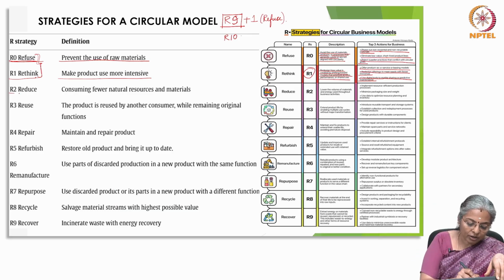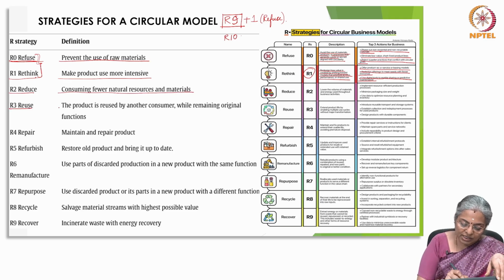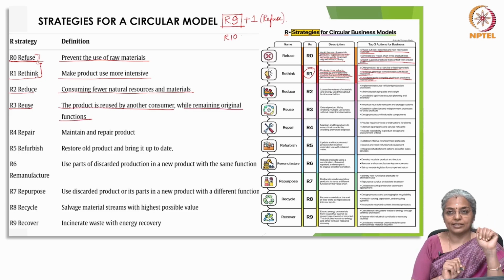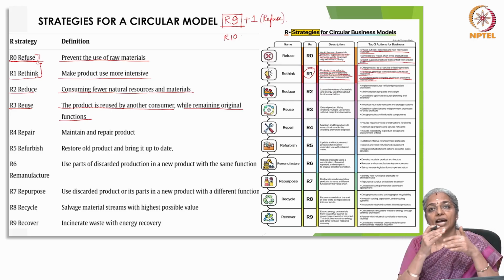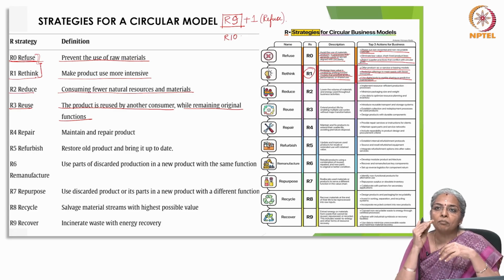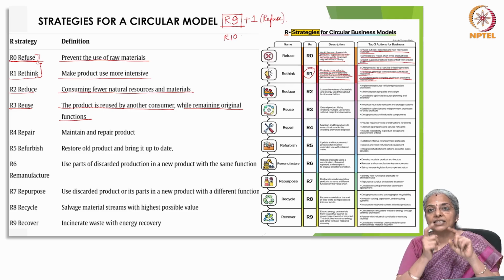Then we will look at R2, which is reduce. Reduce means consuming fewer natural resources and materials. And R3 is reuse, which is when the product is reused by another consumer while retaining its original functions. So this R2 and R3 focus on operational efficiency and use of the product for an extended period of time. They involve minimizing inputs and keeping the products in circulation for a longer period of time. These strategies are cost effective and relatively easier to implement, and they still deliver measurable benefits in resource saving and product longevity.